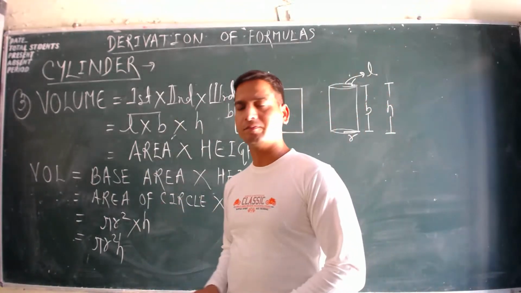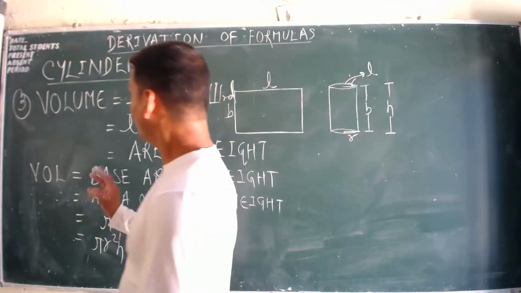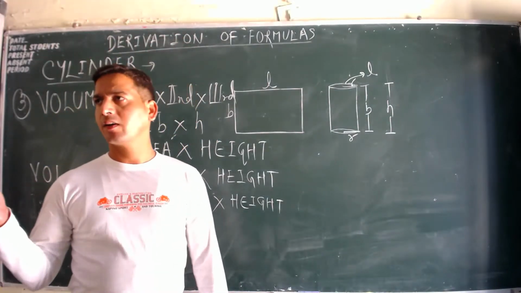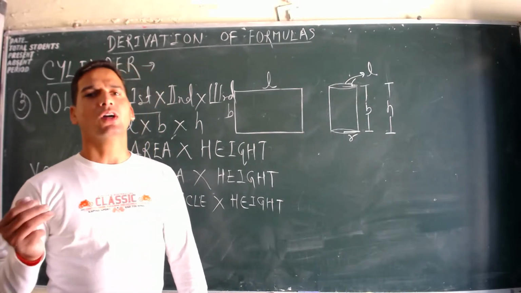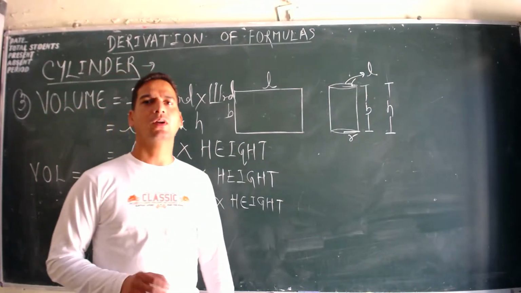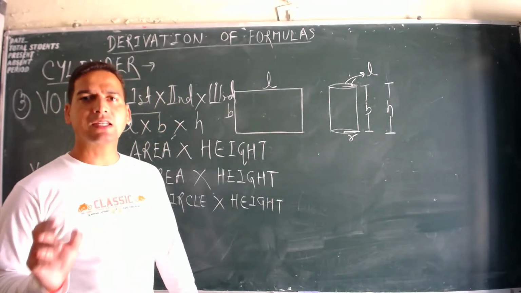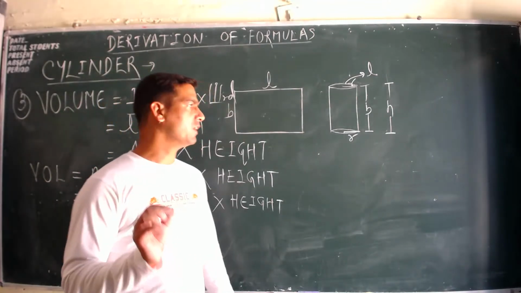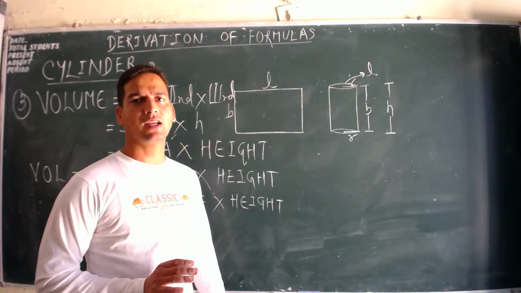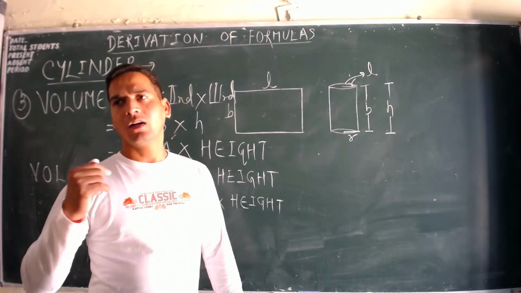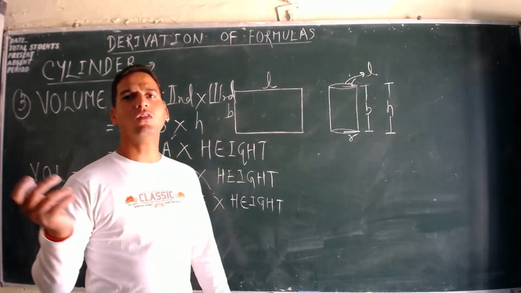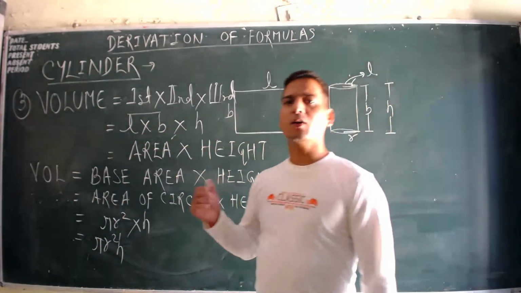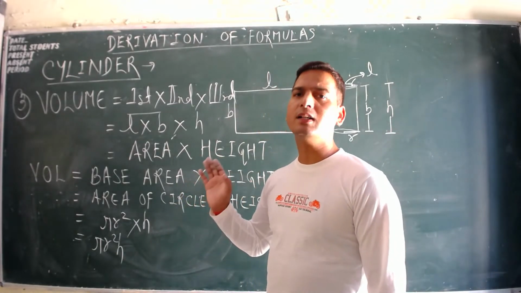In cylinder, three topics are important: curved surface area, total surface area, and volume. I told you if surface area is mentioned, it means you have to find out total surface area. Surface area does not mean curved surface area. Clear? In many books, you see find the surface area of cylinder. So if surface area has been written, they are going to ask you total surface area.